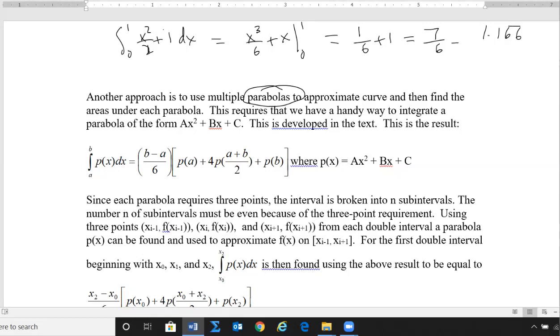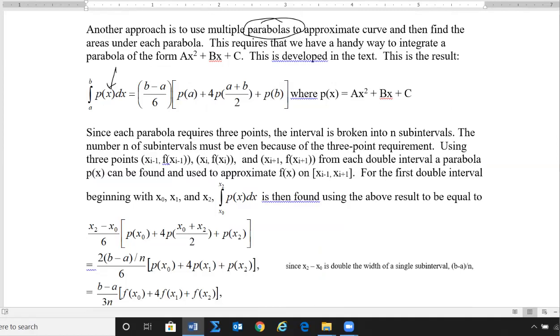First one, taken care of by the author. And he has developed a way to integrate a parabola, given a parabola p of x. He's come up with this general formula here: b minus a over 6, and so forth. So that's developed in the text. I'm not going to dwell on that.